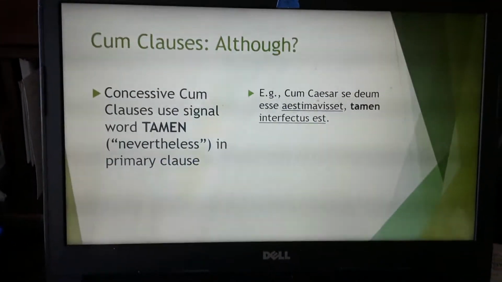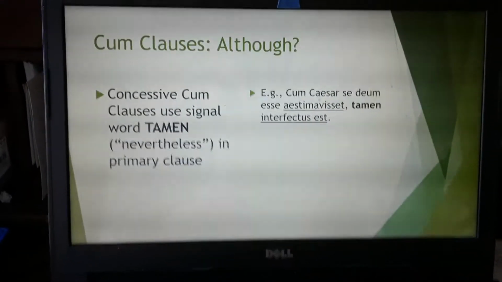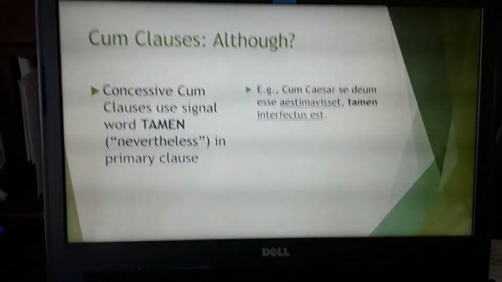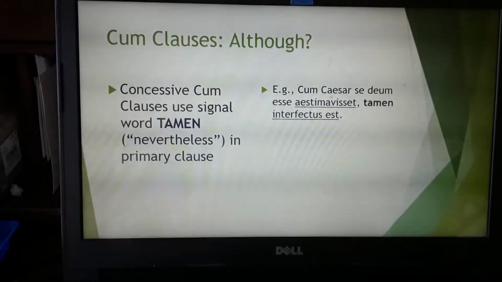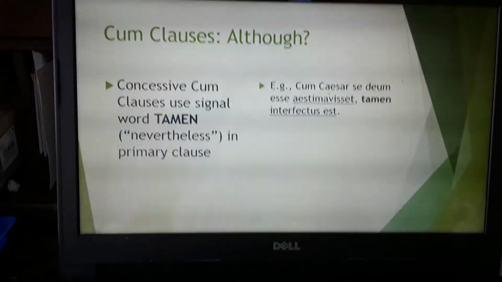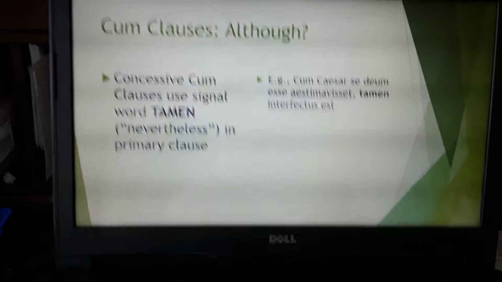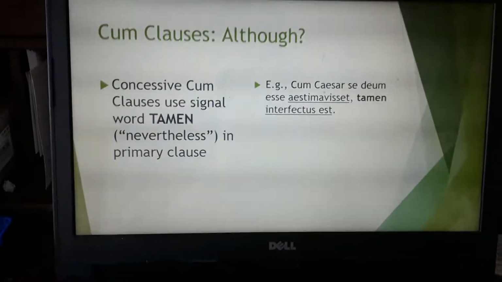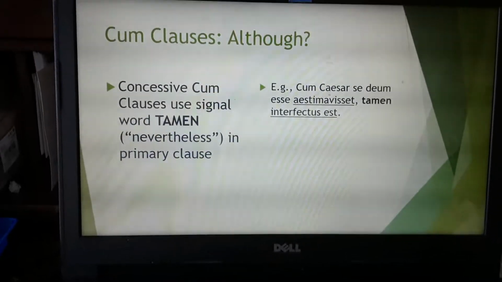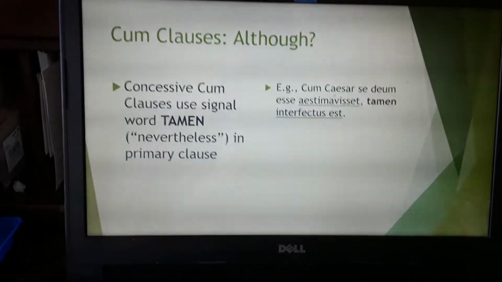We will find cum occasionally being used concessively, meaning although, but 99% of the time it will have the signal word tamen in the primary clause. So for example, cum Caesar se deum esse existimavisset, tamen interfectus est. Although Caesar thought he was a god, nevertheless he was killed.